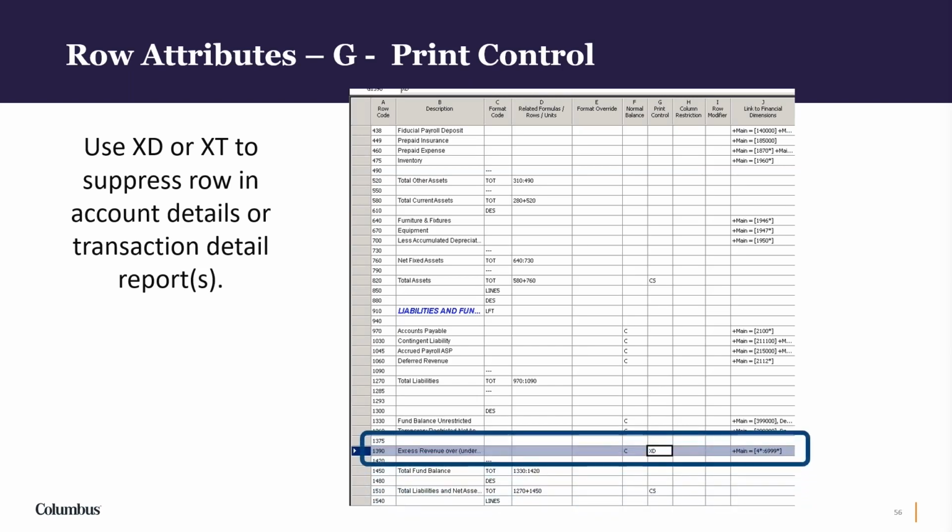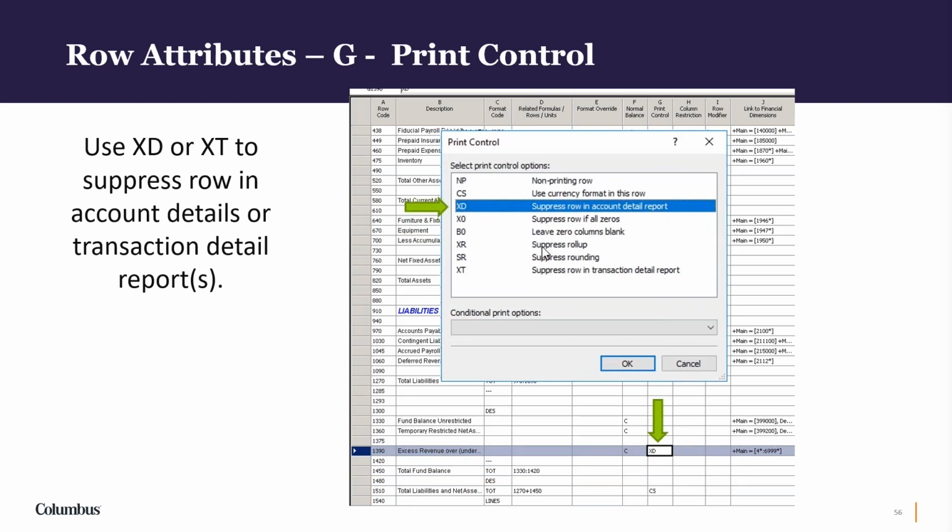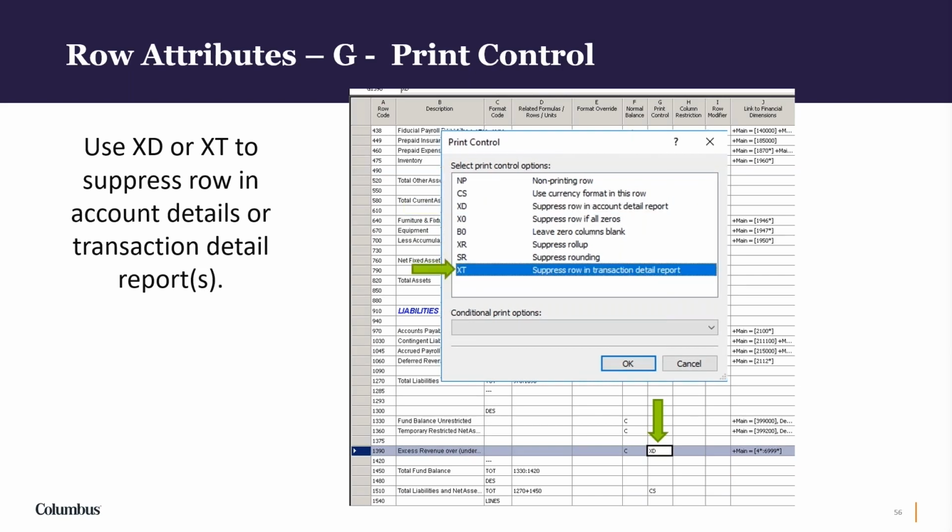By selecting the row that you want to suppress and double-clicking in the column G to open the print control options, select the XD option, which says suppress row and account detail report, or select XT to suppress transaction detail report, and then press OK. When you generate the report, you won't be able to drill down into the account or transaction level for any row with these codes.